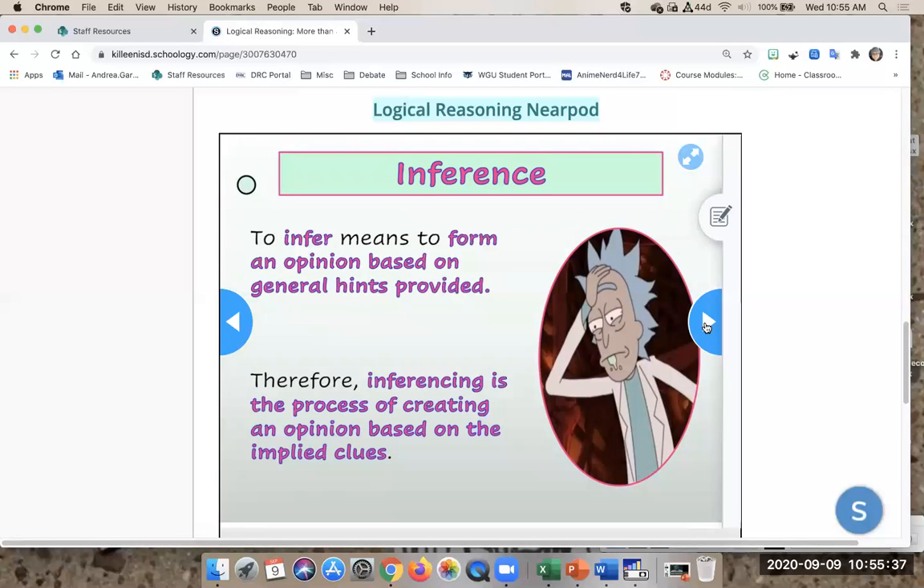We do that in reading, we do that in everyday life. Therefore, inferencing is the process of creating an opinion based on implied clues. So nothing's directly saying, fight, fight, fight. We're like, no, I know that behavior, and I hear that the volume's going up, something's about to happen, right? It happens all the time.